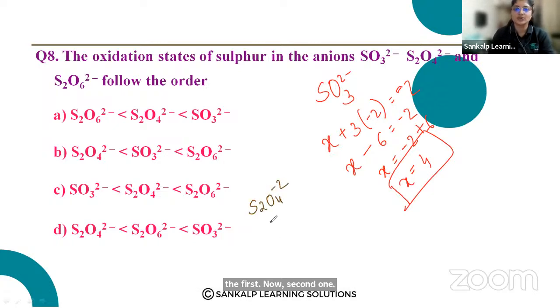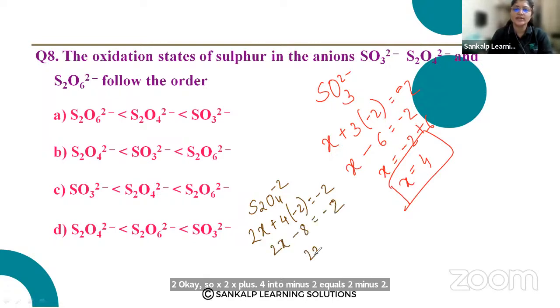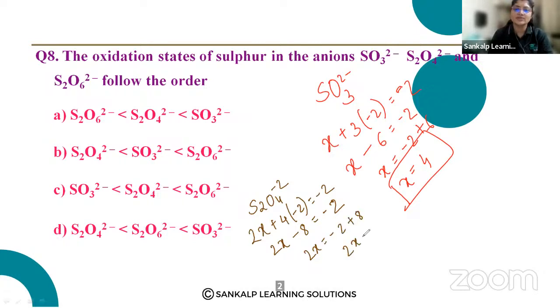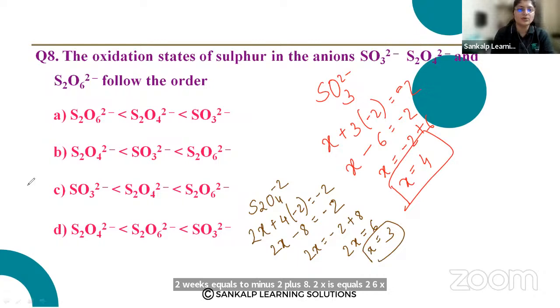S2O4 2 minus. So 2x plus 4 into minus 2 equals minus 2. 2x minus 8 equals minus 2. 2x equals minus 2 plus 8. 2x equals 6. x equals 3. Okay, fine. Next one more.